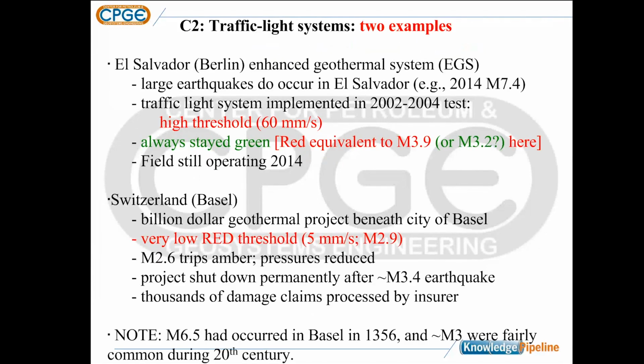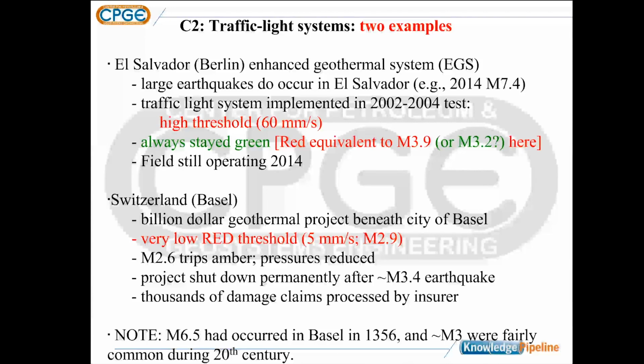I'll quickly give 2 examples. In El Salvador, there was a geothermal field in an area called Berlin. Large earthquakes do occur in El Salvador. There was, for example, a magnitude 7.4 last month. In 2002, they implemented a traffic light system. The traffic light always stayed green, so the field continued to operate. And this is used as the poster child for a traffic light system that works, mainly because the traffic light never turned red.